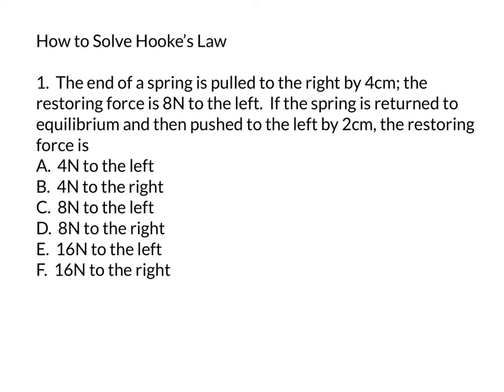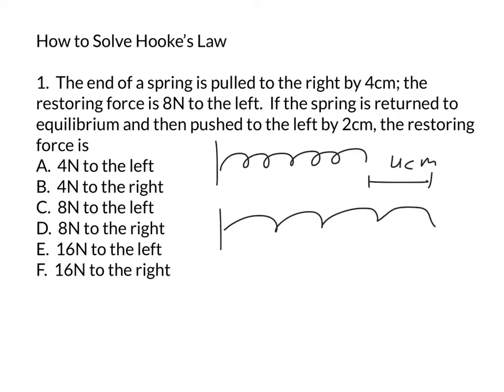So we have the spring, here's the equilibrium position. First, it's pulled to the right 4 centimeters, and they mean this 4 centimeters from the end. So if we assume the spring is attached to the wall here, that means we have to pull it there. So those 4 centimeters is the difference between the equilibrium length and the stretched length. And then we return it back to equilibrium and compress it by 2 centimeters.